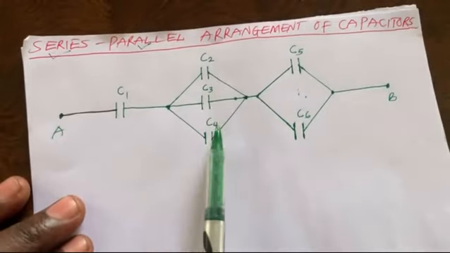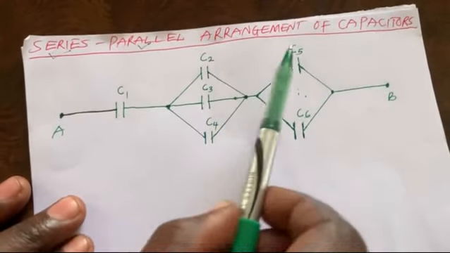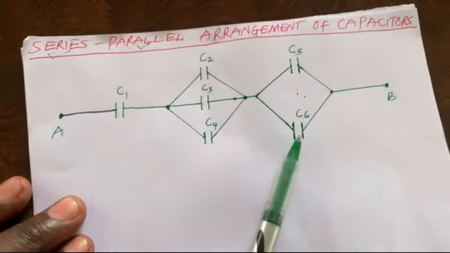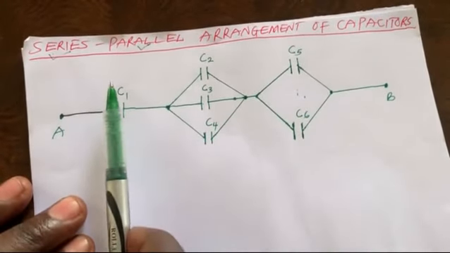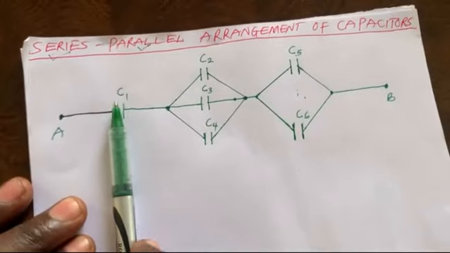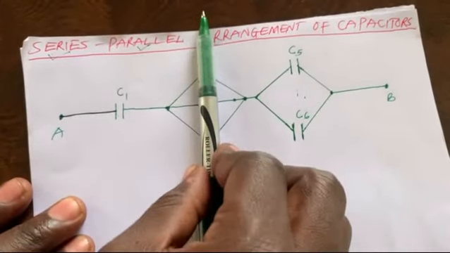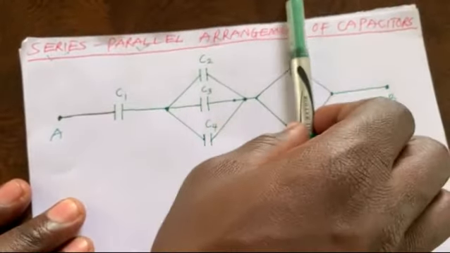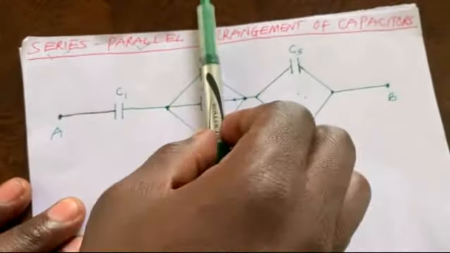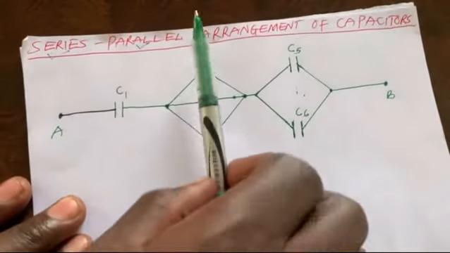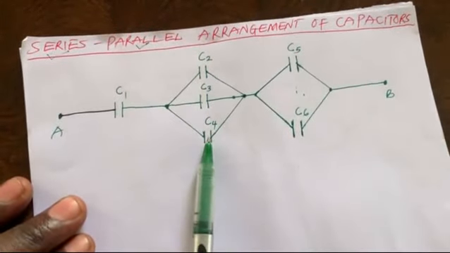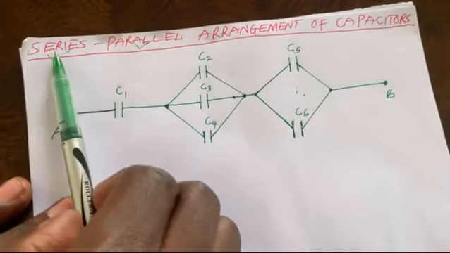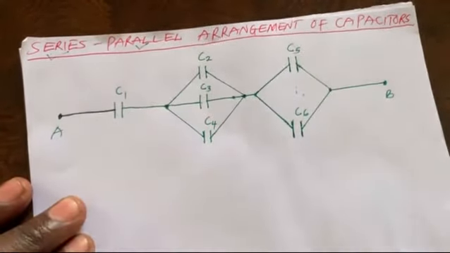C2, C3, C4 are connected in parallel. C5, C6 are also connected in parallel. But if you look at this one, you can see C1 is connected in series to this network, again in series to this one. So you have three things in series: this one, this one, this one. But when you come to the second network, you will see that this is in parallel, this is in parallel. So this kind of arrangement we call series parallel arrangement of capacitors.